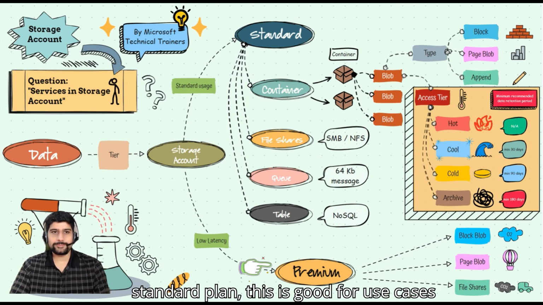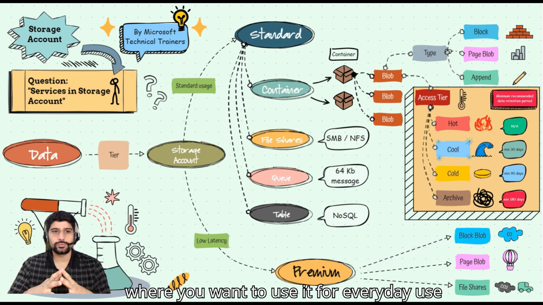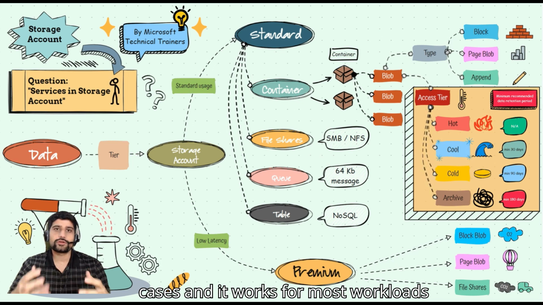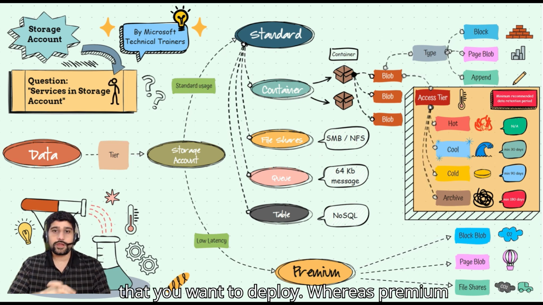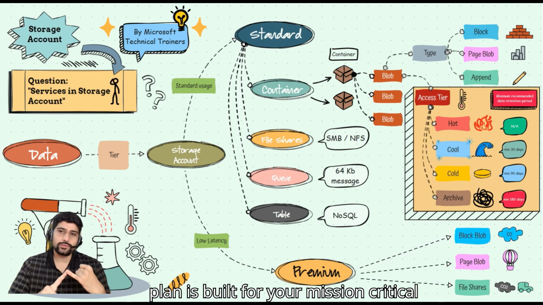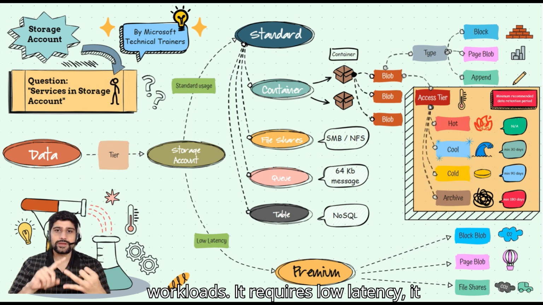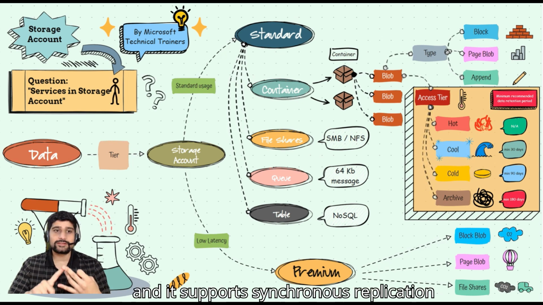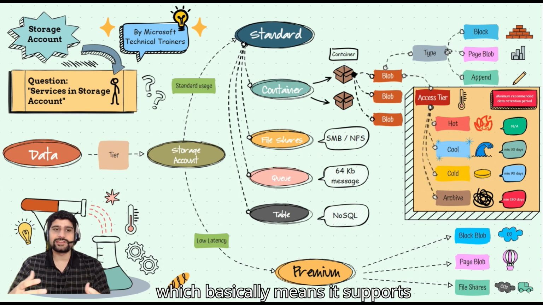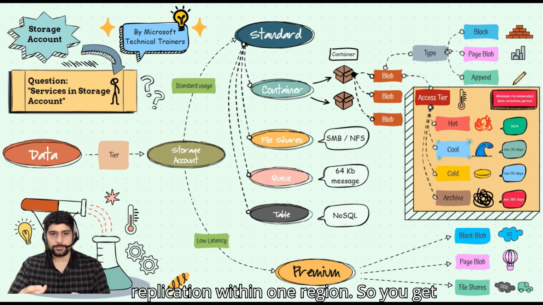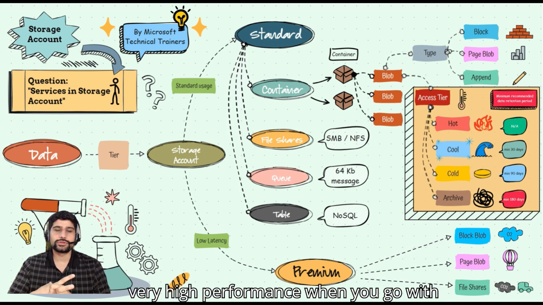When you talk about the standard plan, this is good for everyday use cases, and it works for most workloads that you want to deploy. Whereas the premium plan is built for your mission critical workloads. It requires low latency. It has very high throughput that you can get, and it supports synchronous replication, which basically means it supports replication within one region. So you get very high performance when you go with the premium tier.